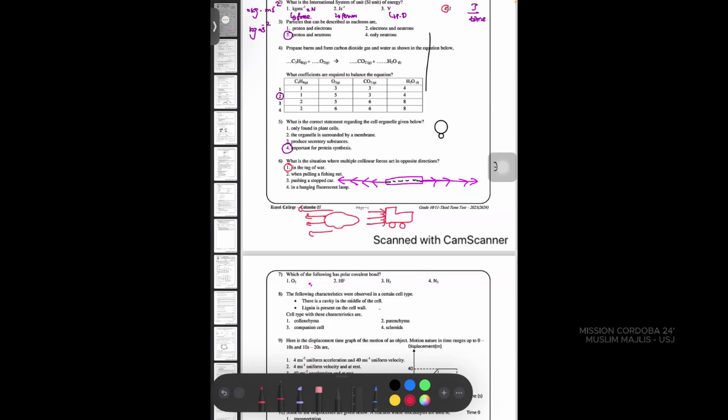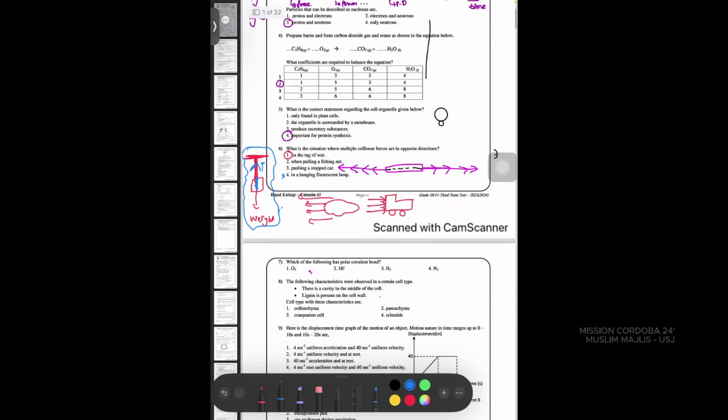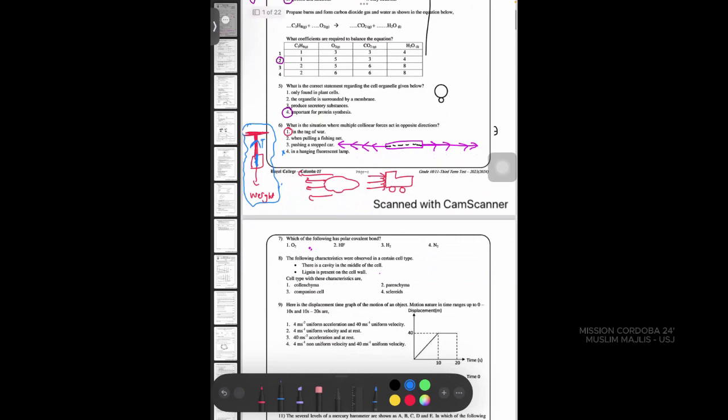Hanging fluorescent lamp. If you take a fluorescent lamp that is hanging, downwards we have the weight of the lamp, and let's say this lamp is attached to the ceiling by a string or wire, and upwards you have tension. Weight and tension have the same line of action, so they are collinear and in opposite directions. That is correct. But are they multiple forces? Here we have only two forces. Multiple means more than two. Since we don't have multiple forces, hanging fluorescent lamp is a wrong answer. So the answer for question number 6 is answer number 1.